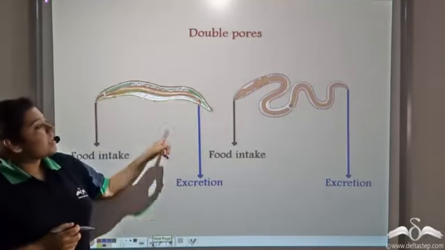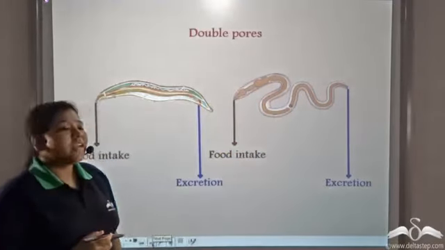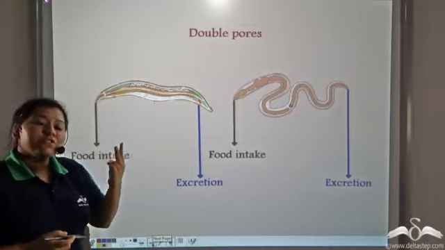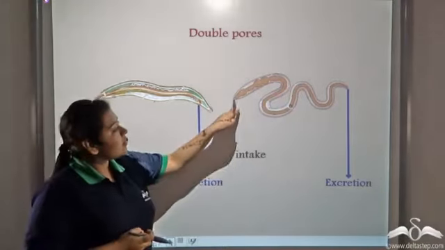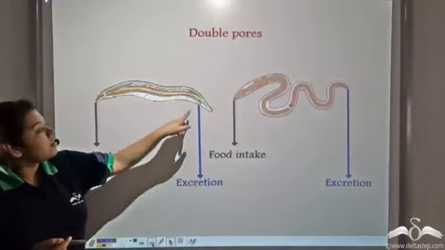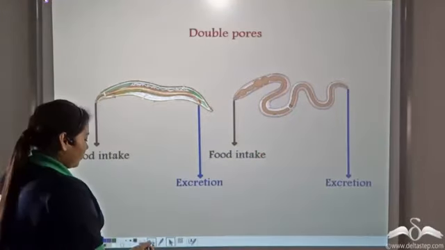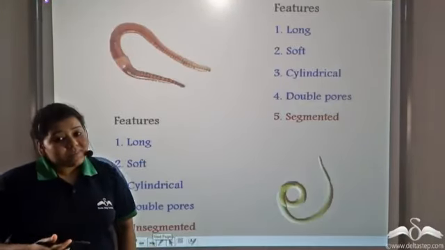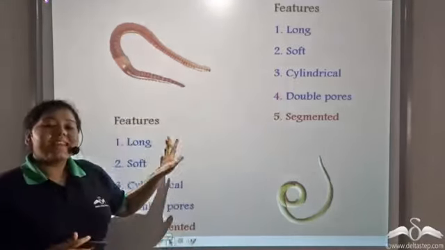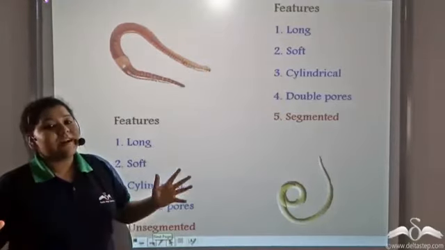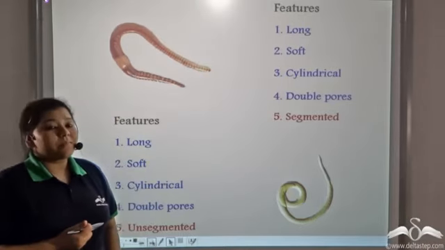Now, if you take an Ascaris and an earthworm, you will find that both these worms have two pores. One pore is to take up food, and another pore is used for excretion. Now, in spite of so many similarities between these two worms, they have been kept under different phyla under the animal kingdom, because there is a major difference between them.